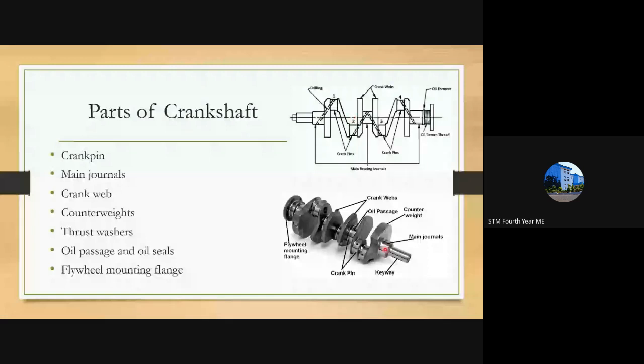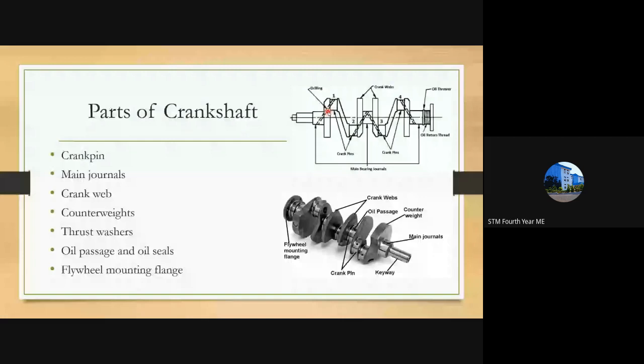So the first one is the crank pin. So you can see here. Crank pins are nothing but the points at which the big end of the connecting rod is connected. Those points are called the crank pin, or it is also known as connecting rod journals. We'll be studying about it later.